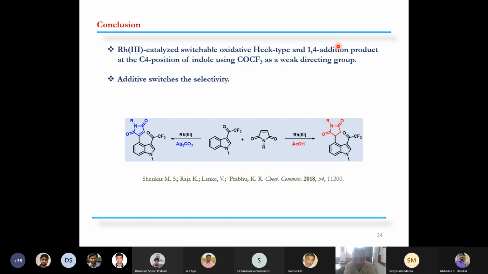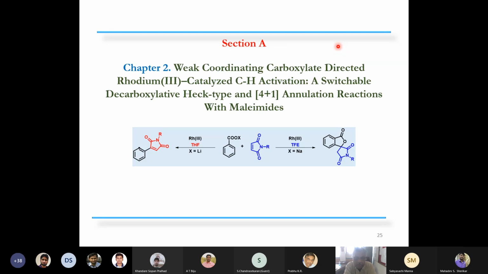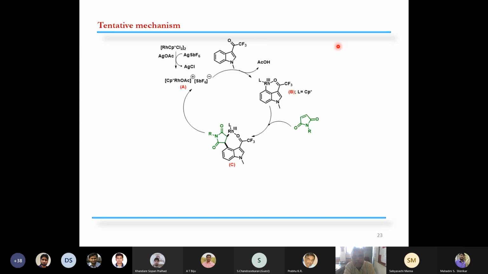You explain certain reasons for that. Can you go to the slide where you explain the mechanism, saying that for a beta hydride elimination you need the metal and the hydrogen syn to each other? Yes. Why, sir, is it not undergoing? Yes.